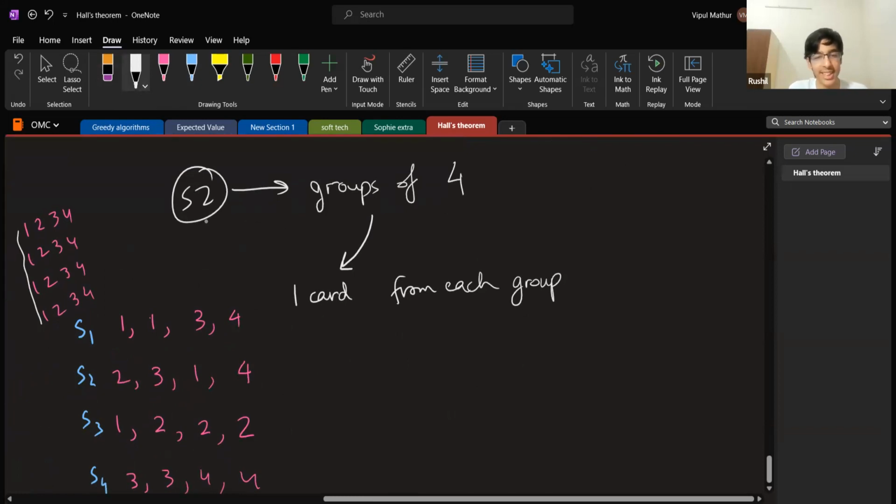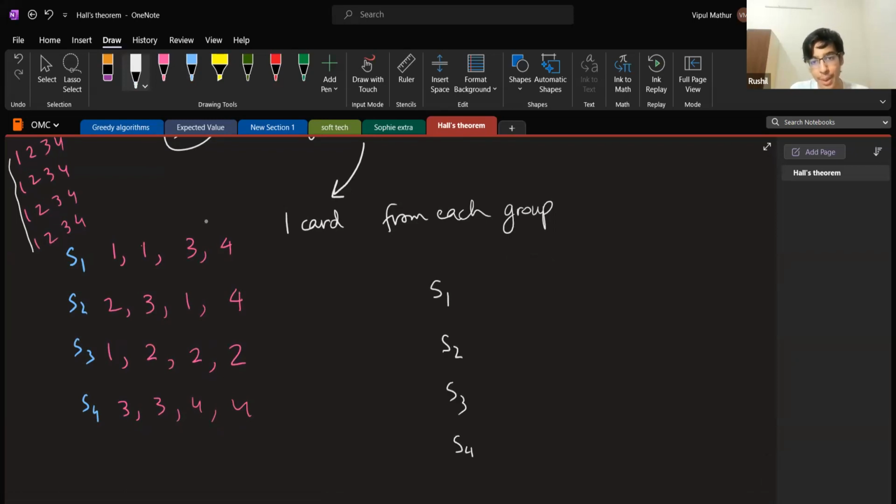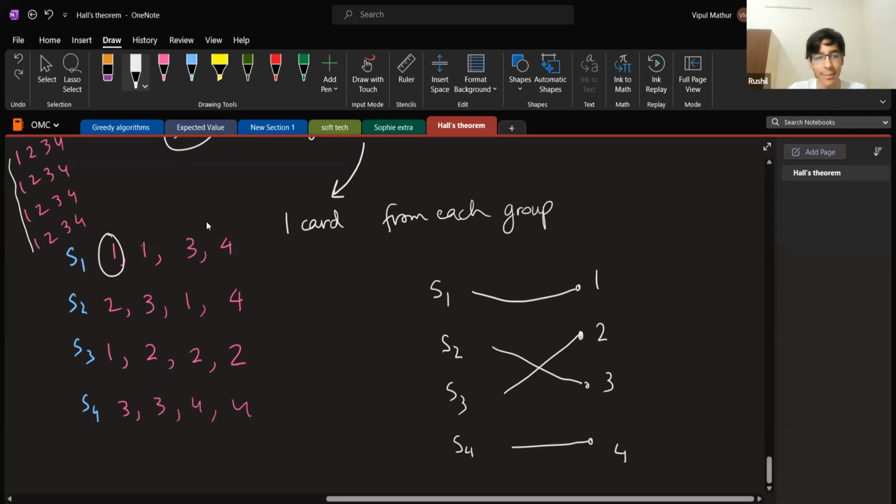Okay, you have 13 groups over here, and here you have 4. Okay, let's stay with 4 sets. So you have 4 sets, S1, S2, S3, S4, and you want to map each of them to a number from 1 to 4. S1 can be 1, S2 can be 3, let's say, S3 can be 2, and S4 can be 4. That works because S1 has a 1, S2 has a 3, S3 has a 2, and S4 has a 4. So it all works out.